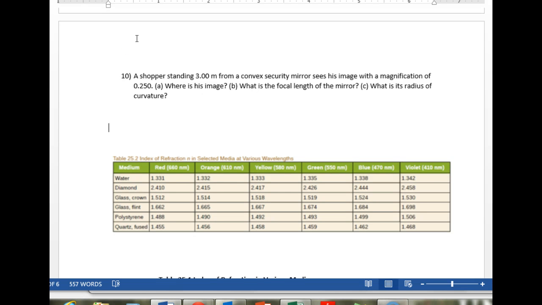Okay, now the final problem of homework 7, problem 10. A shopper is 3 meters away from a convex security mirror and sees his image with a magnification of 0.25. Part A, where is the image?